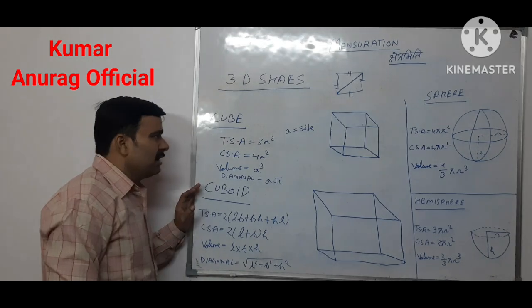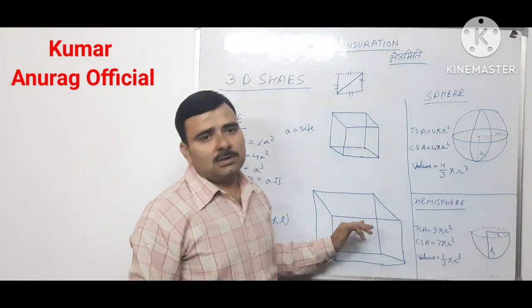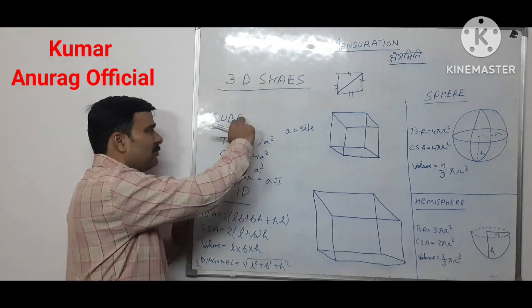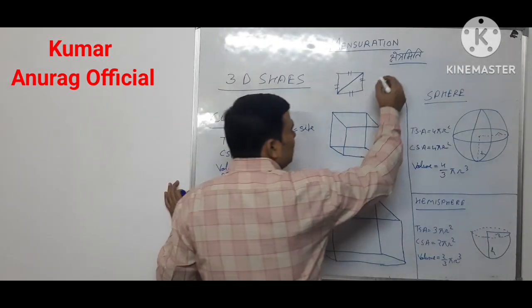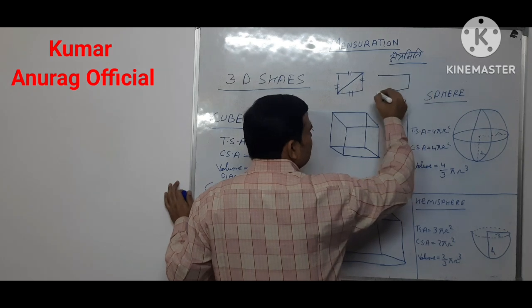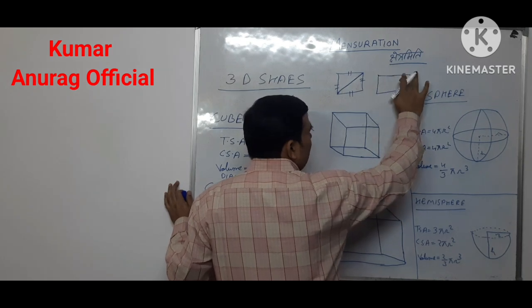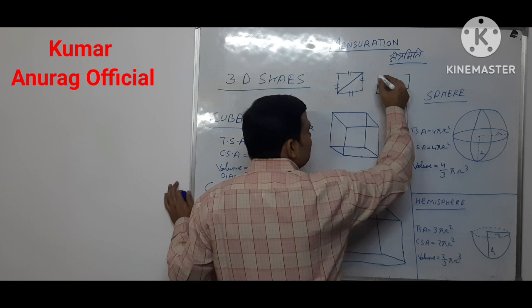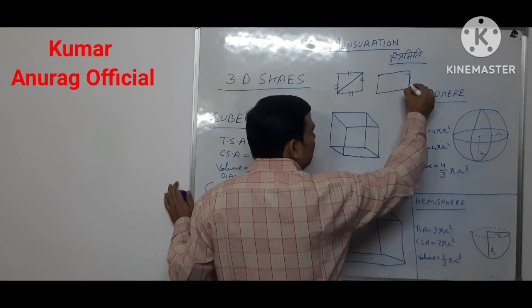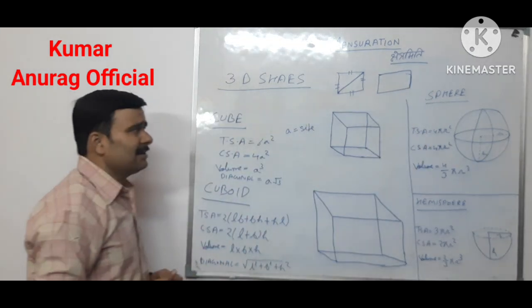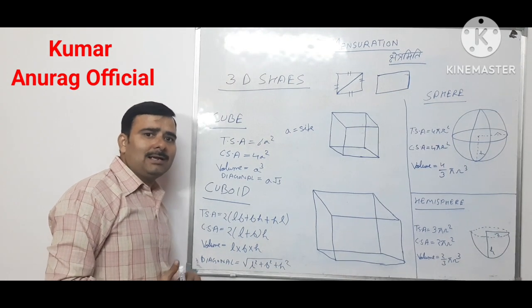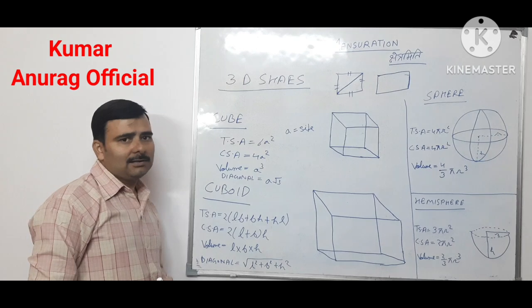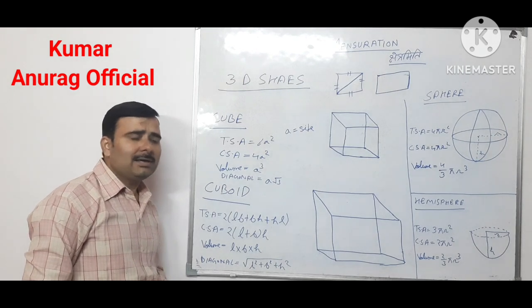Now, just the opposite of a cube is a cuboid. A cuboid is made with rectangles, in which opposite sides are equal and parallel, but all sides are not equal, as we know from the rectangle.